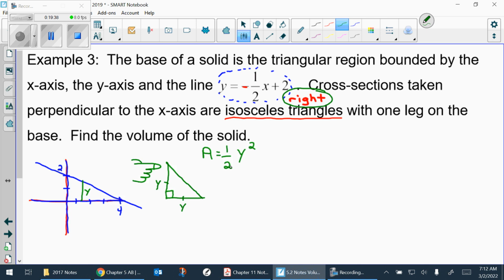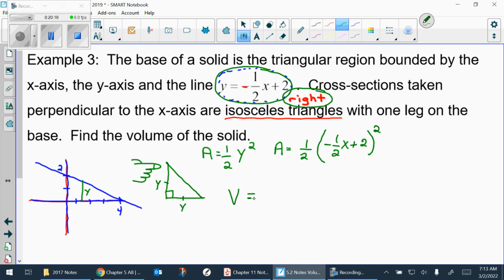What's the relationship between x and y in this one? It's not x squared plus y squared is 9. Here is our relationship between x and y. The area is equal to 1/2 y squared, 1/2 negative 1/2 x plus 2 squared. I've got my area and I've got it in terms of the correct variable.